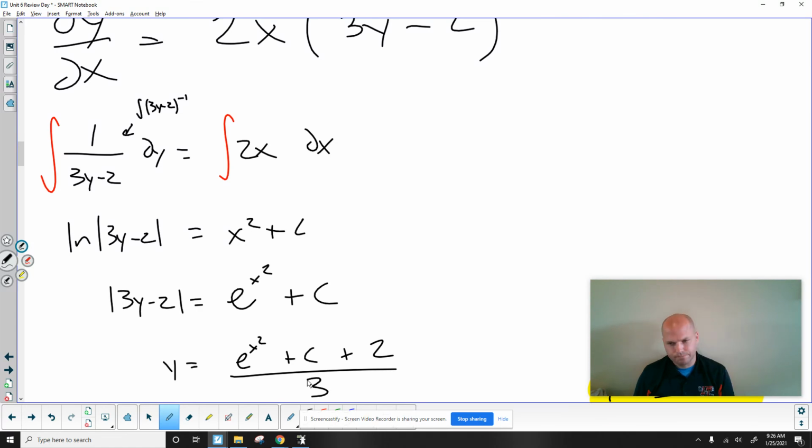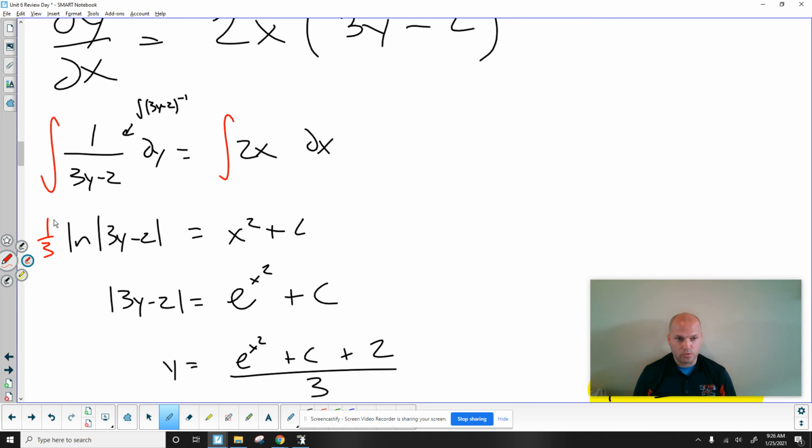Looks right, right? No, you should find two mistakes here. The first one comes here. The antiderivative of 3y minus 2 to the negative first is natural log of 3y minus 2, but times a third. So there's my first mistake made, is I need that 1/3.